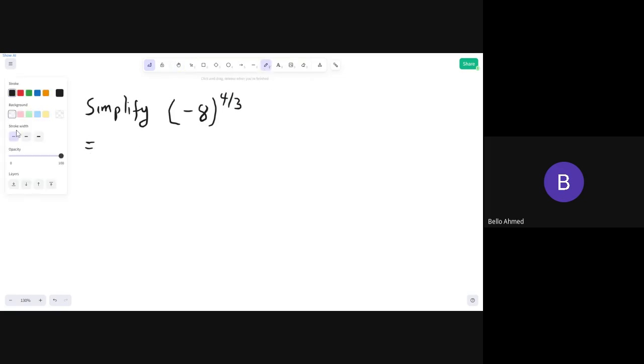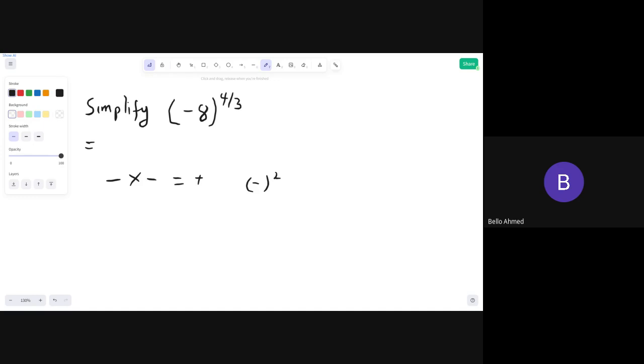Let's consider this, everyone. We know that minus times minus is going to give us what? Plus. So this is the same thing as minus raised to the power of 2. So, if you have minus raised to the power of even, then you know it's going to give you plus, and that is why you don't need to consider it again.